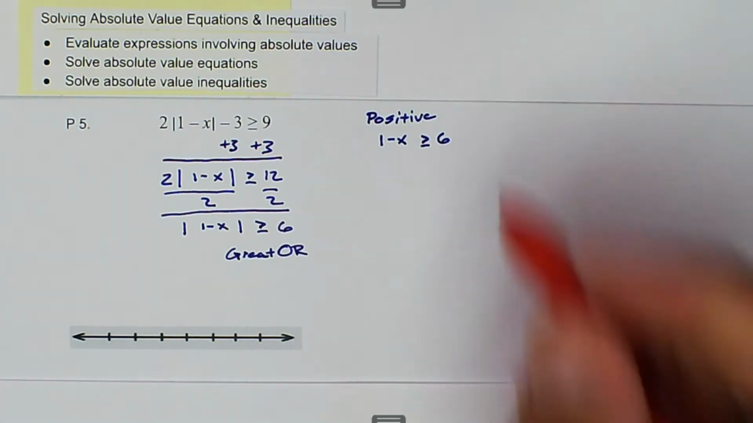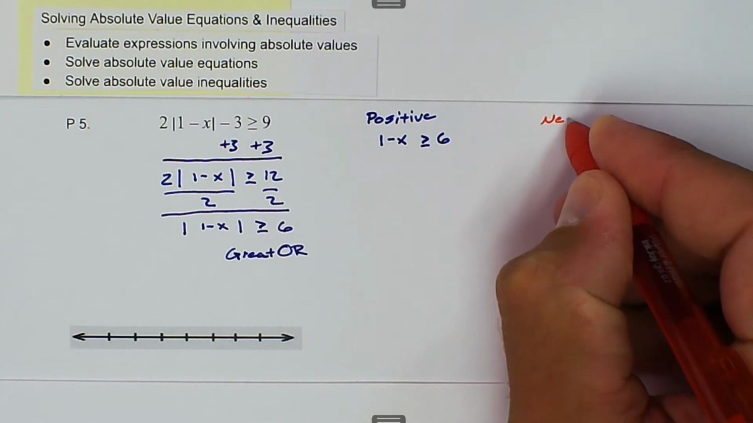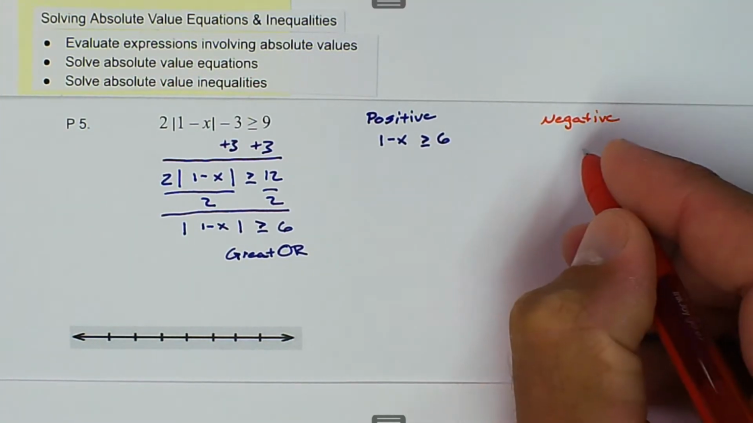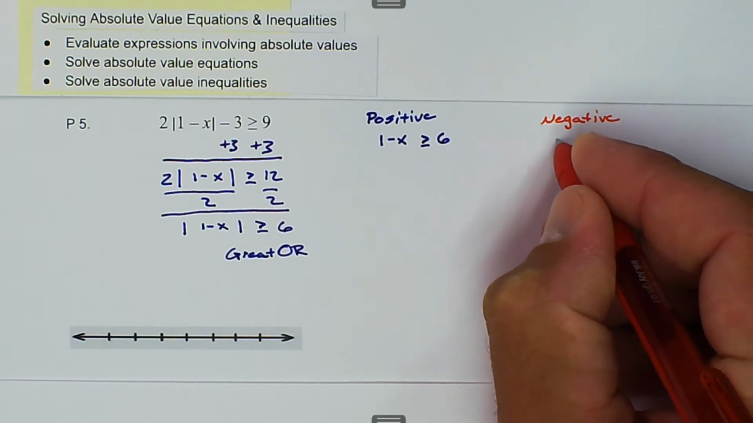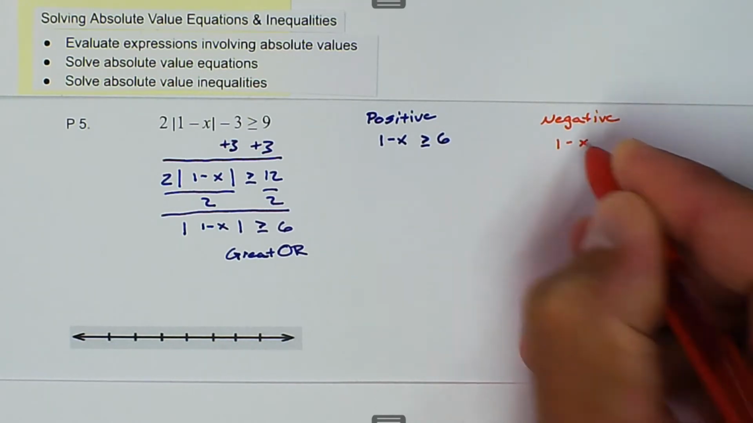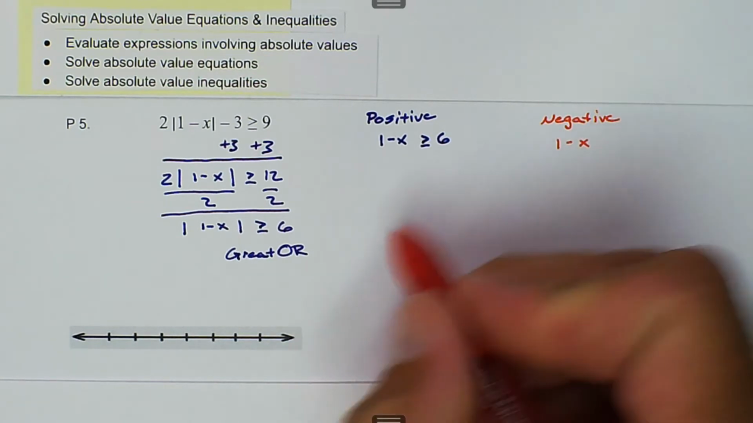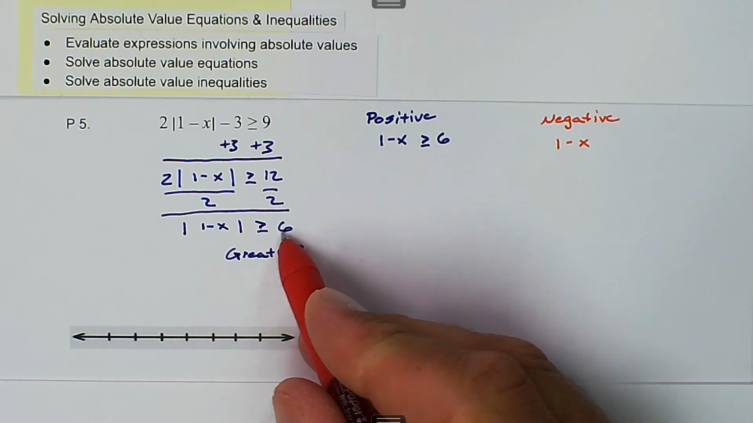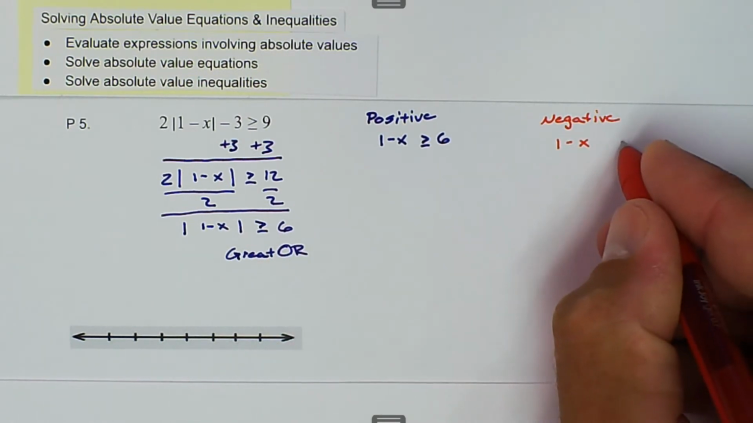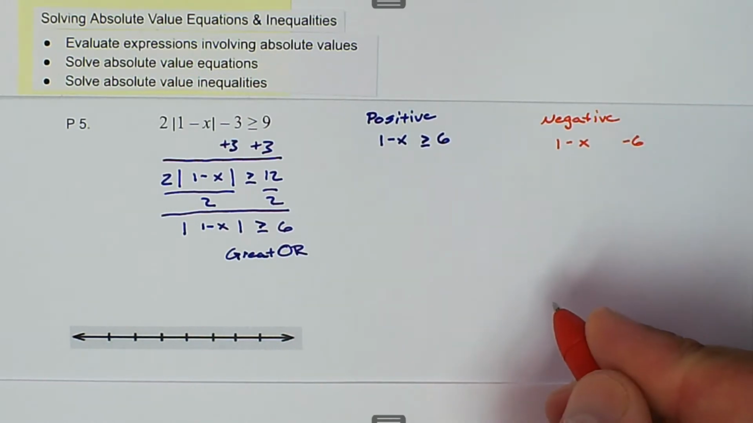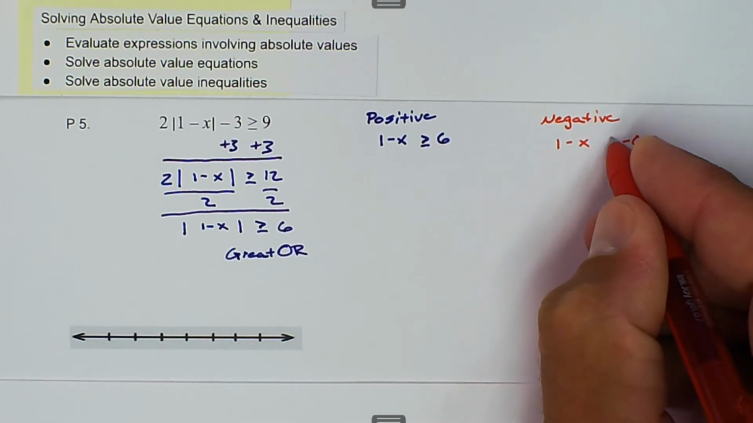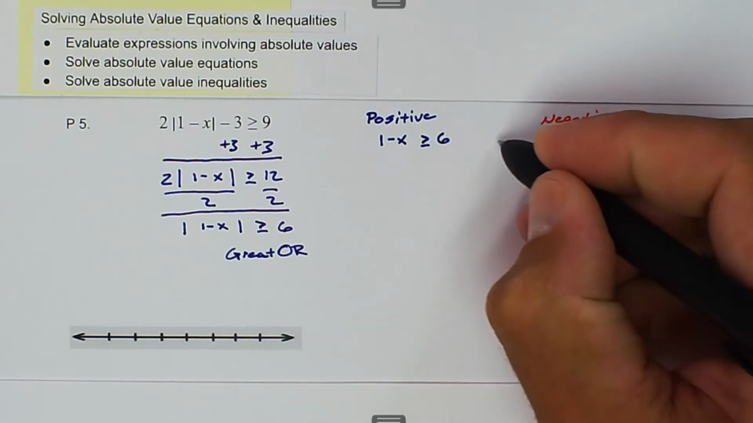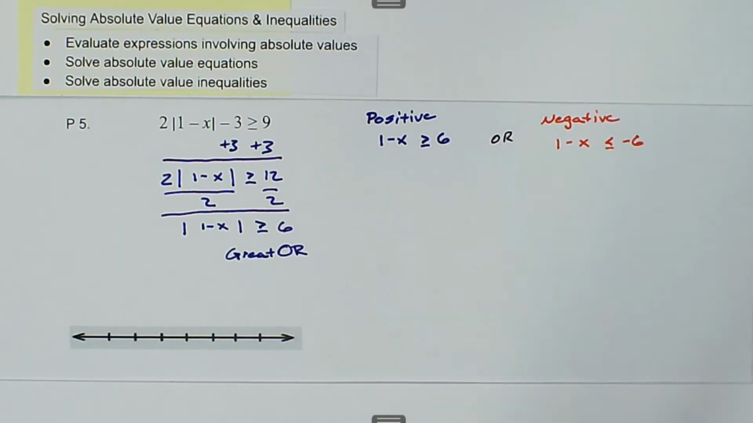And we also have to account for the negative. In that case, we still keep the left side the same, 1 minus x, greater than or equal to, but we flip the sign, so we change that from positive 6 to negative 6, and we have to change the direction of the inequality sign. But remember that we are talking about "or."